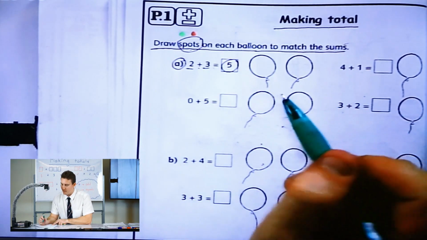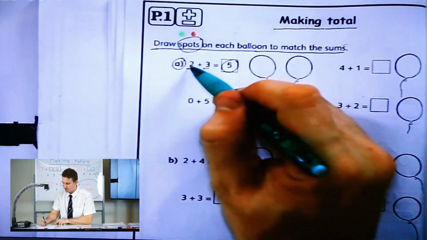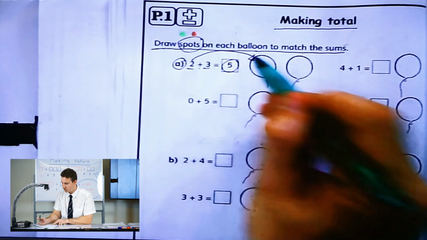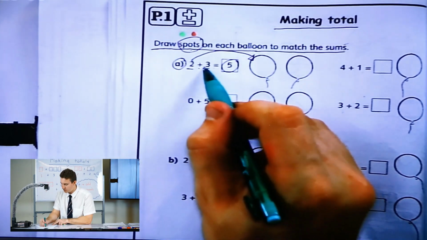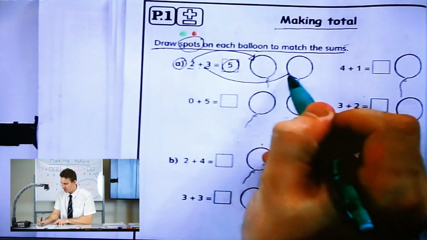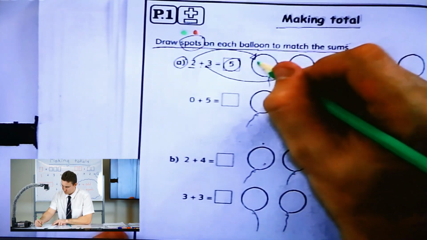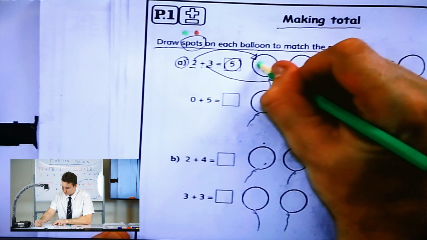Now we need to match the numbers. So the first number is 2. So this balloon, we need to draw 2. And the next number is 3. So we need to put 3. So we'll go with 2 spots first.